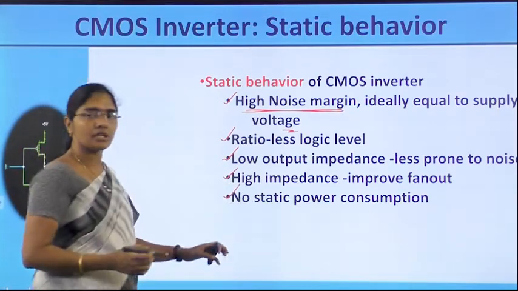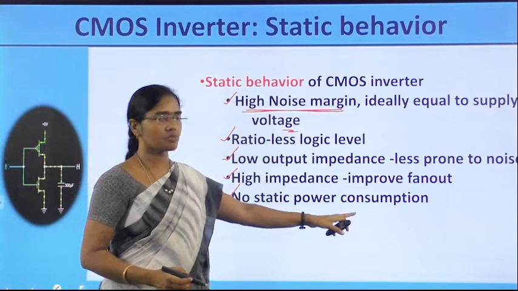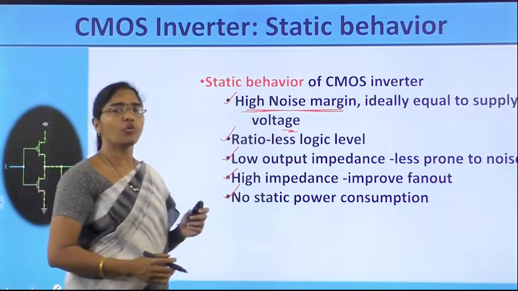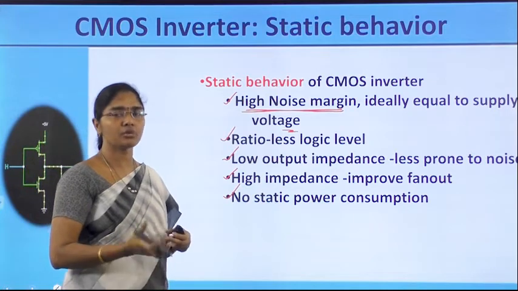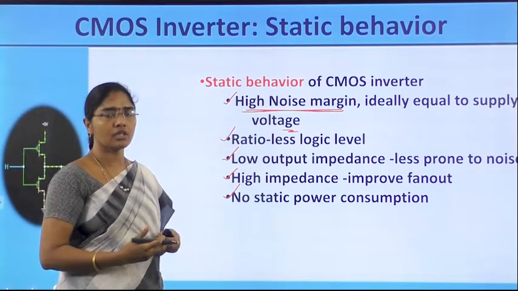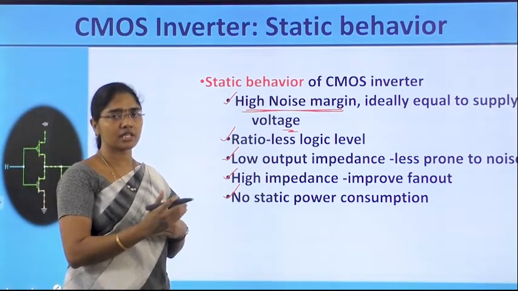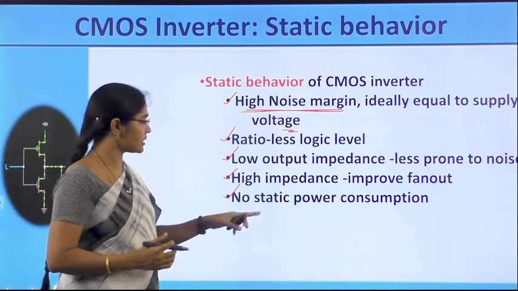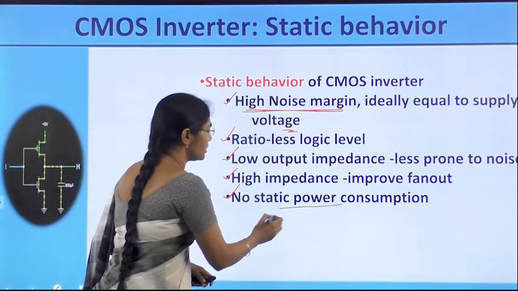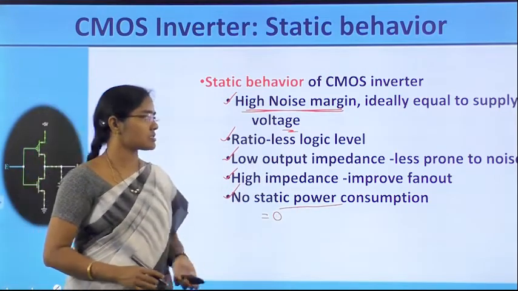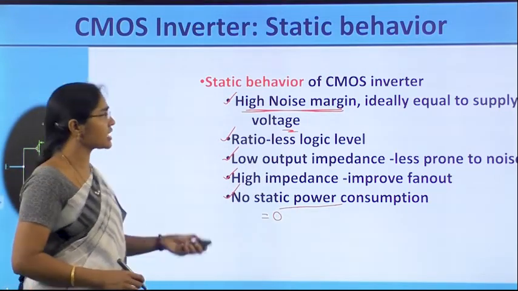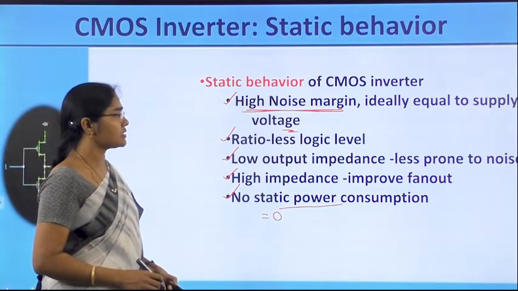And there is no static power consumption, because either the pull up path or the pull down path is open for both input values of 0 and 1. For any input there is no static connection between the two power rails, therefore static power consumption is equal to 0 in the CMOS. This is the static behavior of the CMOS inverter.